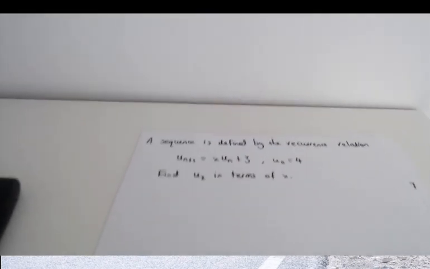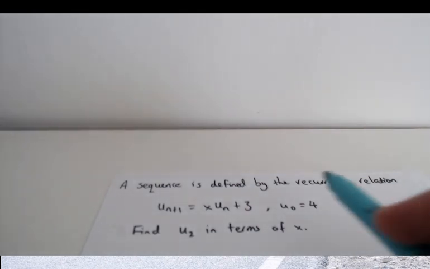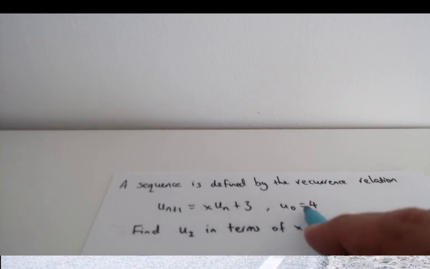Now, if you're thinking things are quite easy, let's throw in something a little bit different. A sequence is defined by the recurrence relation U(n+1) equals x Un plus 3, where U0 equals 4.